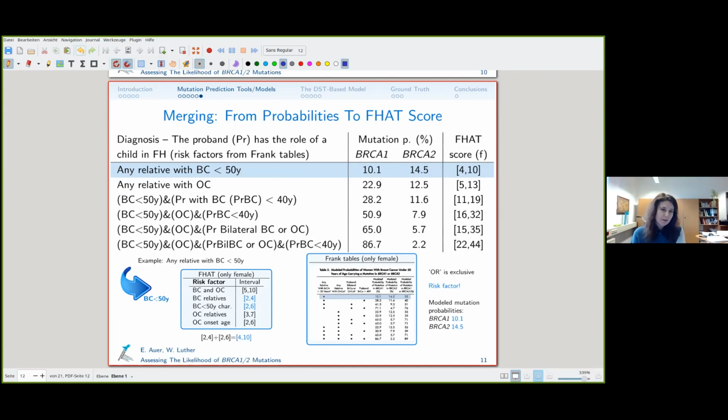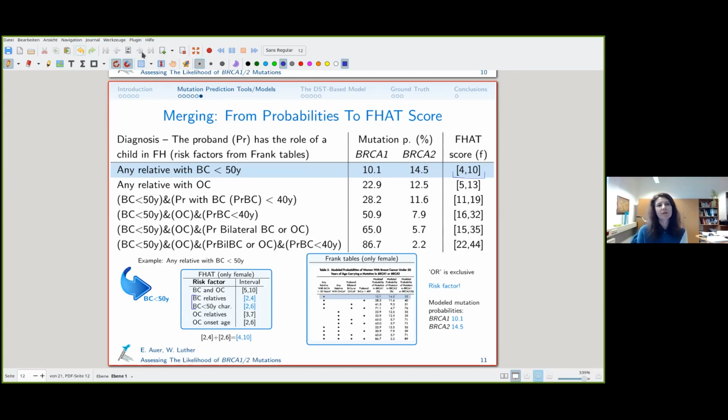So we have here the criterion of any relative with breast cancer less than 50 years of age. If we take a look at the risk factors from FHAT, then we will only need those two, combined, to reflect this criterion. Those intervals I've shown you how we computed on the previous slide where I talked about this family history assessment tool. So to reflect this criterion, we need to add those two intervals and obtain for only female breast cancer this kind of FHAT score. If I have this score, then I know that my mutation probability is somewhere in this area.